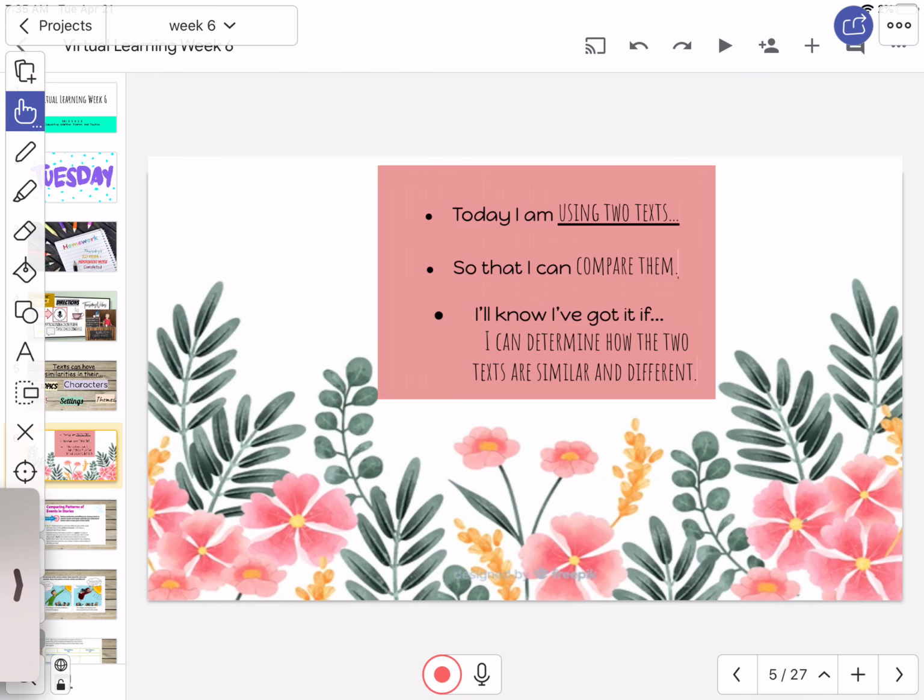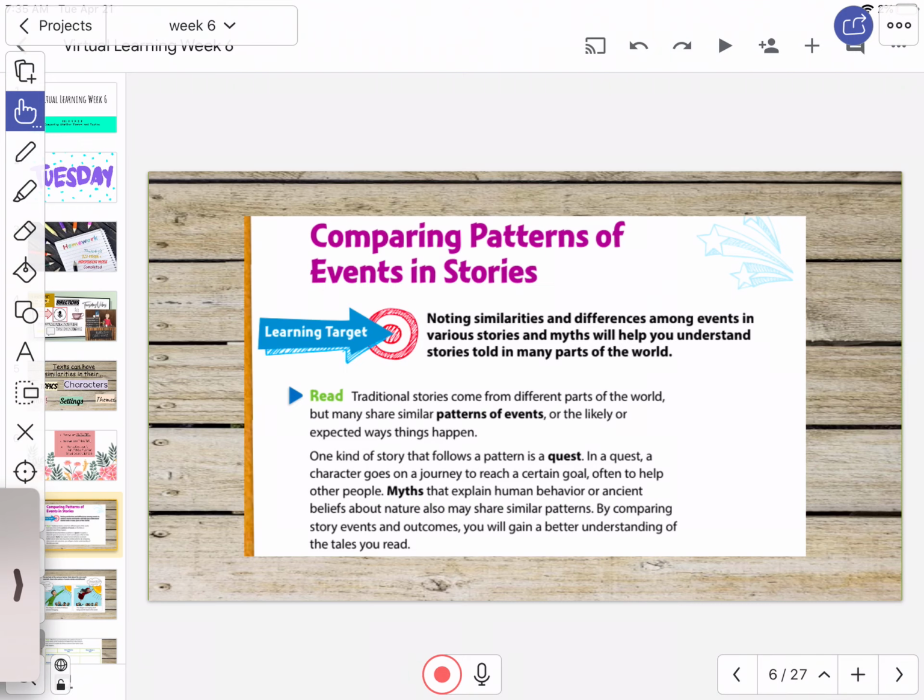Okay? So today we are using two texts in order to compare them. And we'll know that we've got it if we can determine how the two texts are similar and how they are different. All right, so I'm going to read through this. I thought this was some really good information. Today we're kind of focusing on comparing the patterns of events in two stories. It says noting similarities and differences among events in various stories and myths will help you understand stories that are told in many parts of the world.